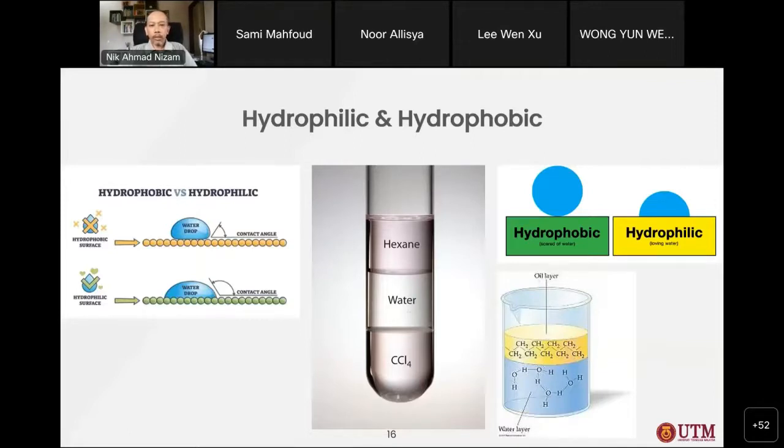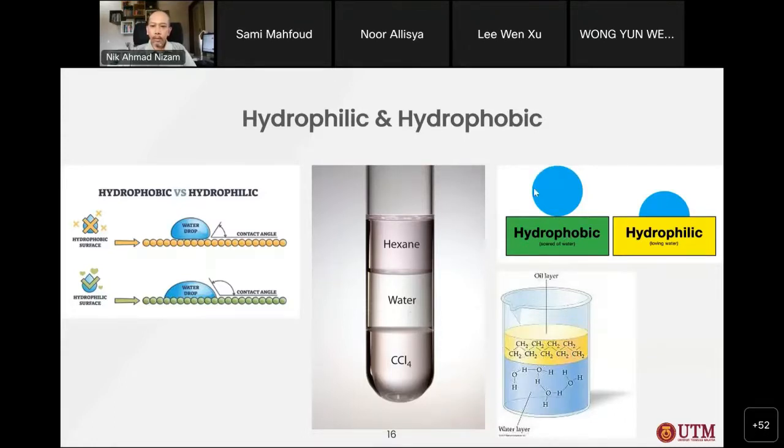So there is also a term that the water has: hydrophilic and also hydrophobic. Hydro means water. Philic means loving. Hydrophilic is loving water. Hydrophobic is scared of water. Phobic is phobia, phobia of hydro, phobia of water.